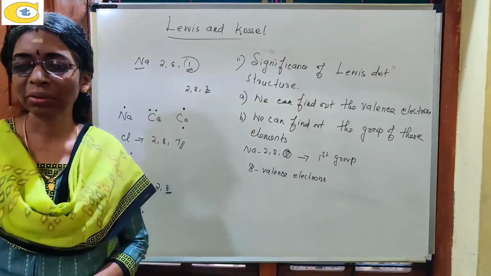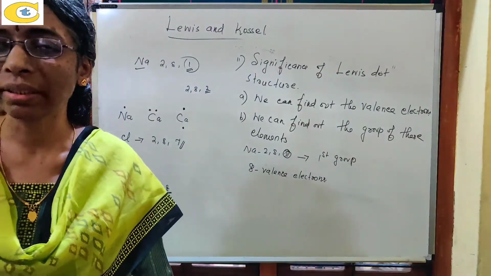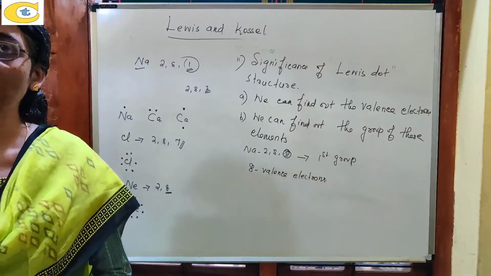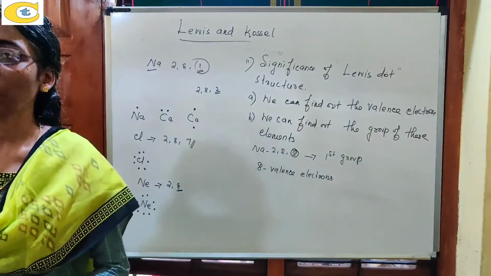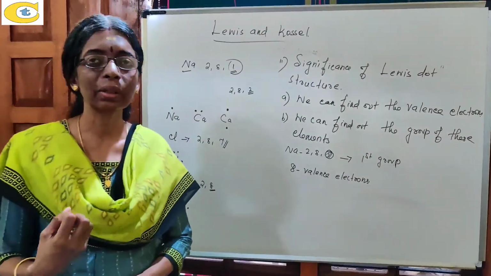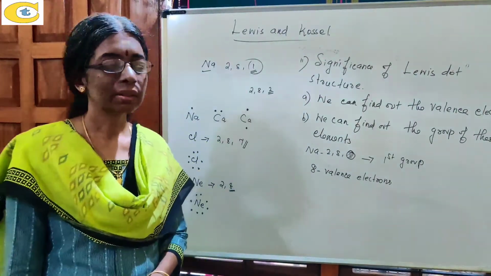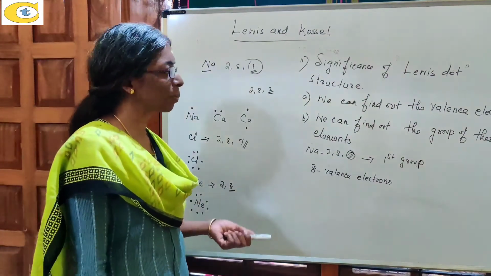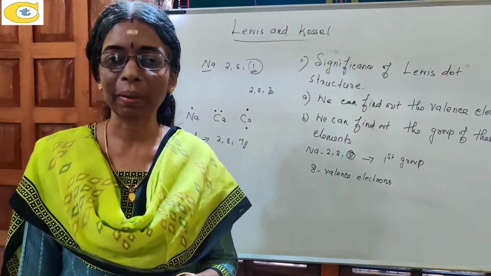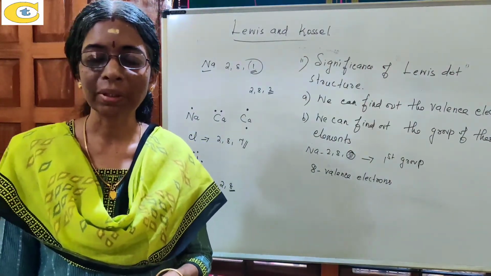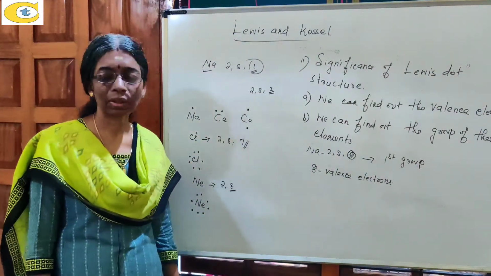Okay, children, today what we studied was chemical bonding. First, our point was what is bonding. Next, what is the reason for bond formation. Third, we studied the Lewis and Kossel theory, the explanation given by Lewis and Kossel. Then we studied how to represent the Lewis dot structure or Lewis dot symbol, where the valence electrons are represented by dots. Then the significance of the Lewis dot structure.